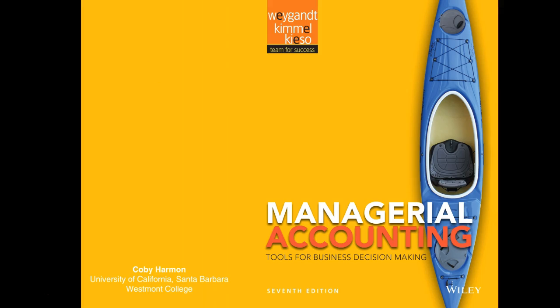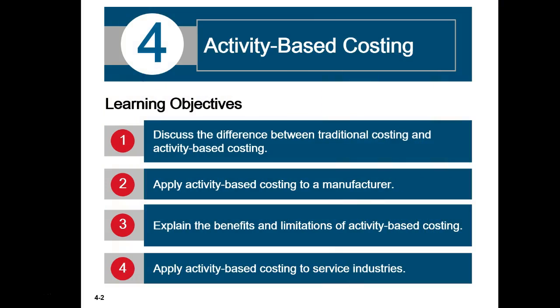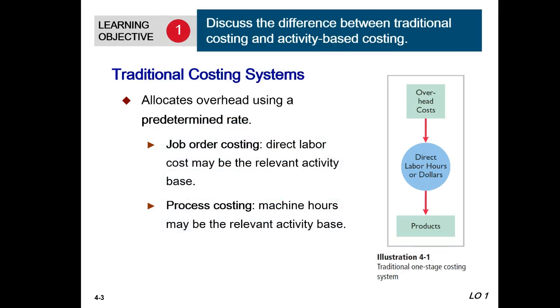So this lecture is going to cover Chapter 4, and we're going to focus on something called activity-based costing. So we're going to spend this week just understanding the components of activity-based costing, also known as ABC, and companies that may benefit from ABC.